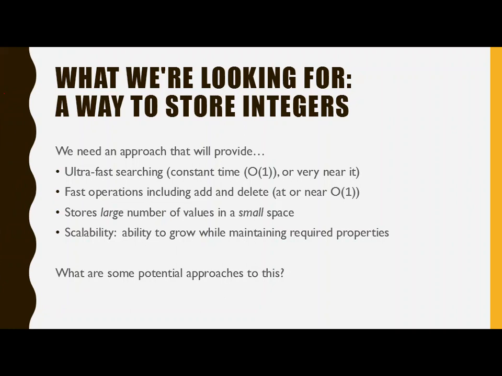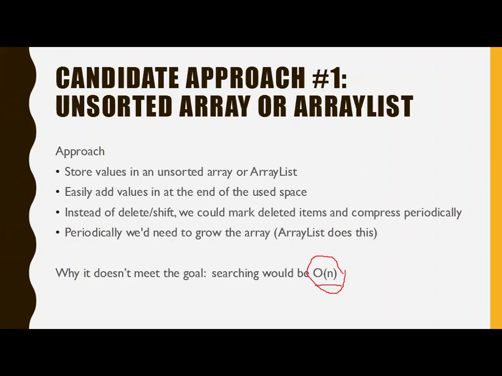What are some ideas? Well, one way to do it is we might just use an unsorted array. We could use an unsorted array and just store values at the end. And maybe we'd say, well, when we go to delete something, we don't really delete it because we don't want to shift it. Yeah, well, we could, but notice this does not really work for us because searching would be linear. Does that make sense? We want to make sure that we have something faster than that. So that doesn't really work for us.